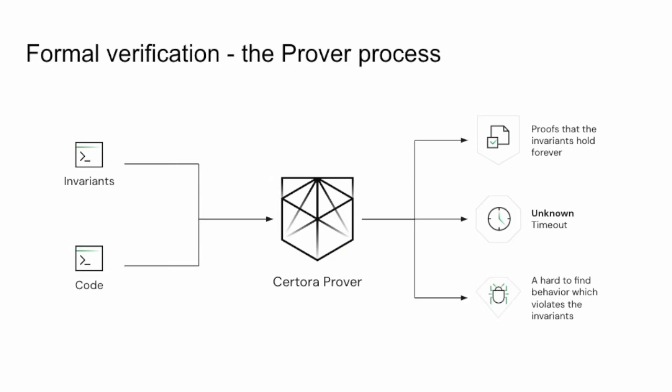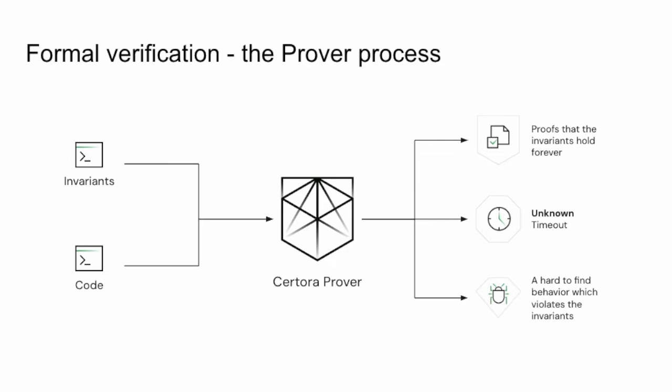At first, we will remind you what formal verification means. The Certora Prover takes two different inputs. One of them is the code of your smart contract. The other is a specification file that includes the invariants or properties that you want to prove that your code adheres to.